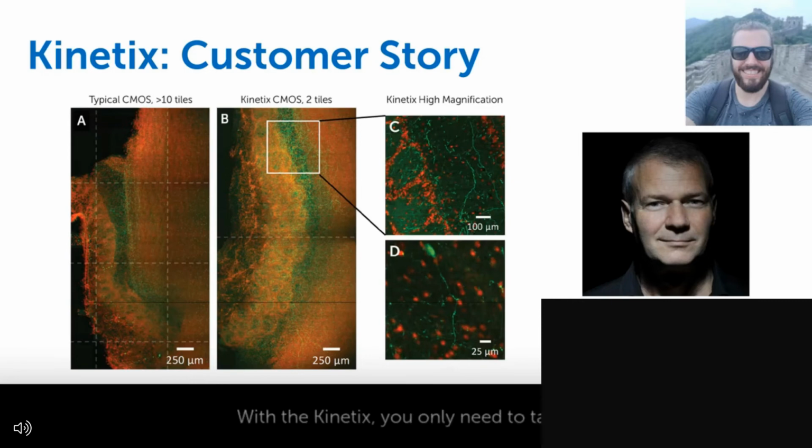With the kinetics, you only need to take 2 acquisitions. This vastly cuts down on the amount of time taken and it allows you to be a lot more efficient, with the speed of the kinetics also allowing you to run at a higher throughput because you can run this experiment faster. It's a very sensitive camera, so you can often use less light dose.